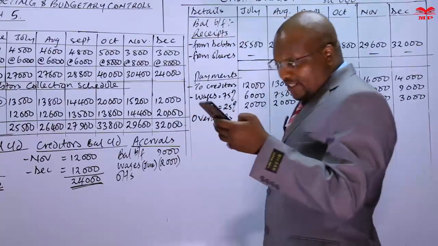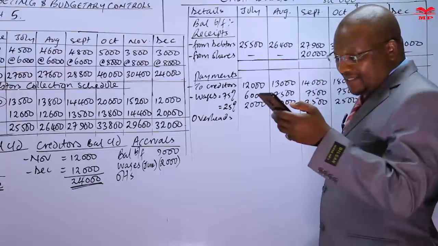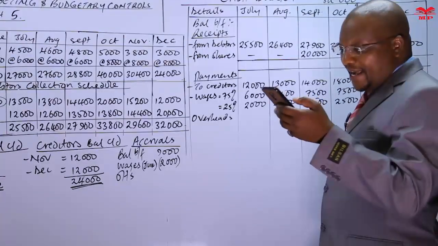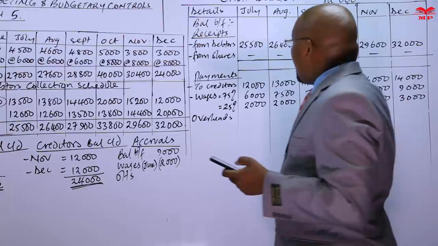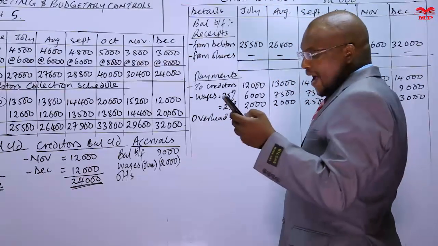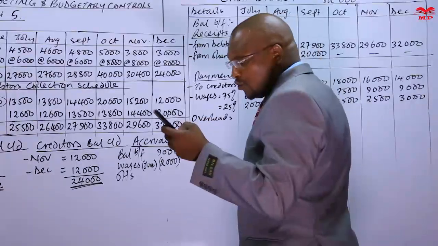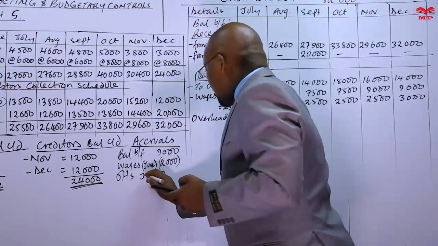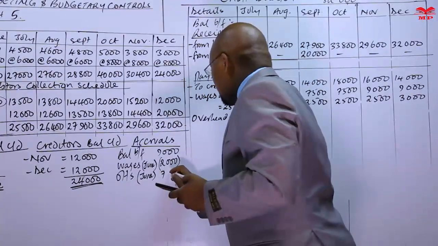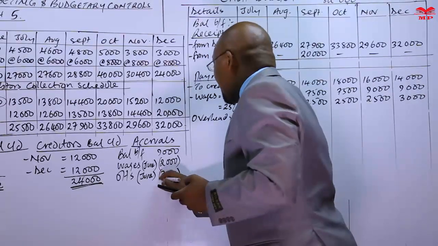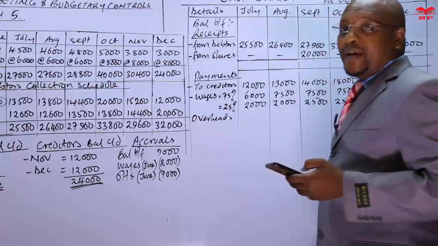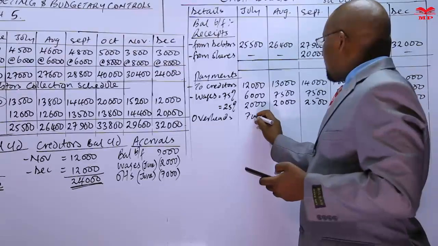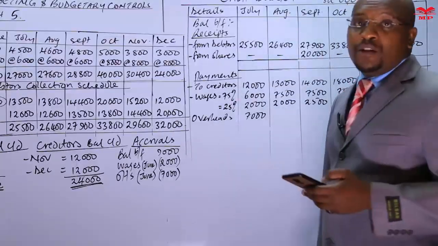We have been told in information number 6 that overheads are paid 1 month in arrears, meaning the overheads of June were in arrears. Overheads of June, which are 7,000, were in arrears. So therefore, we subtract it. That means we are able to pay all. Let me just put here, 7,000 is the overheads for the month of June.